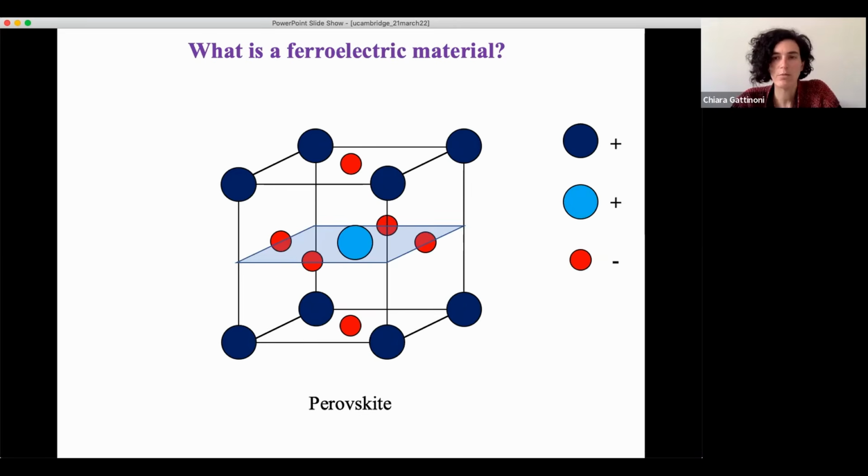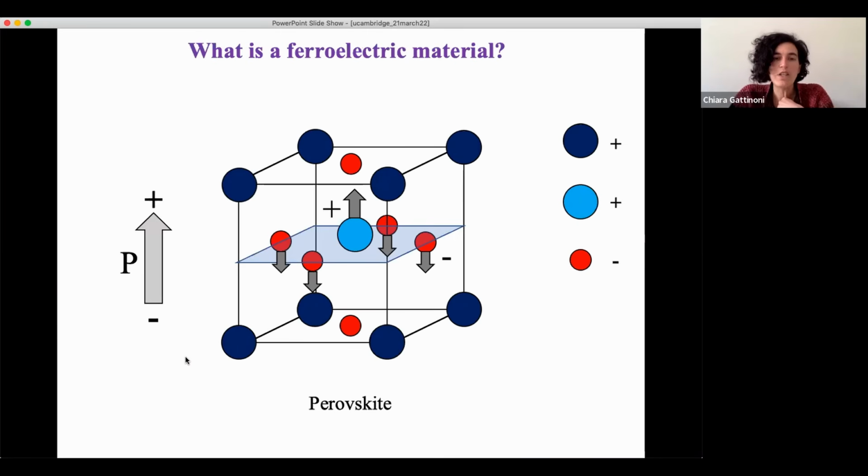So in a non-ferroelectric paraelectric perovskite, you have A site, B site, and B sites at the corner or at the center of a cube, and the oxygen atoms on the faces. When the material is ferroelectric, what happens is that some or all of these atoms go away from their high symmetry positions. So in this example, we have that the atoms on this central plane have moved away from the high symmetry position. The B site atom has moved up, but the oxygen atoms have moved down.